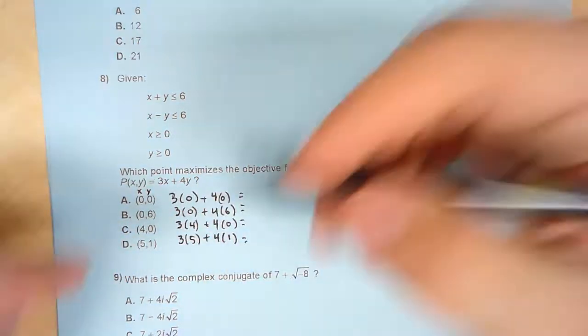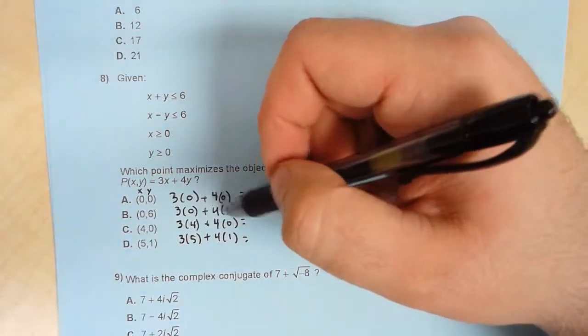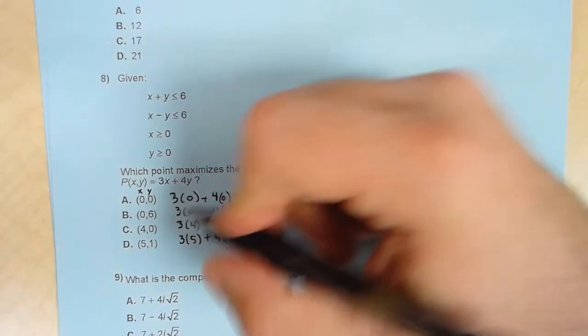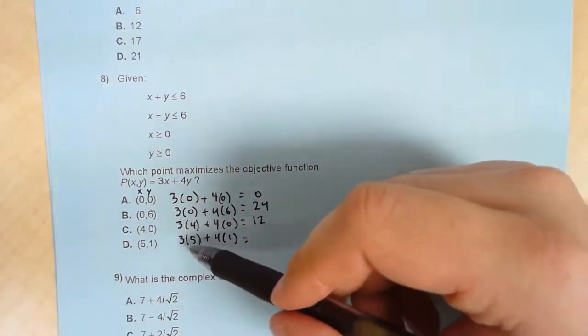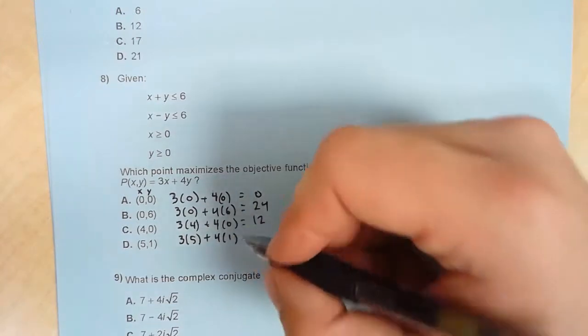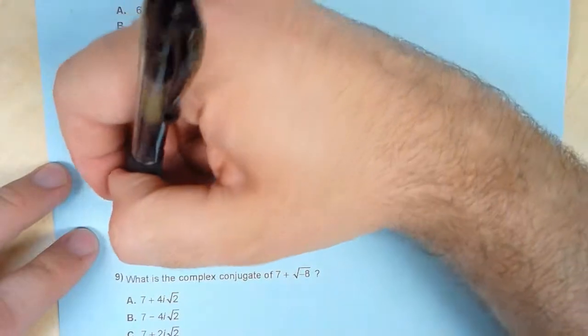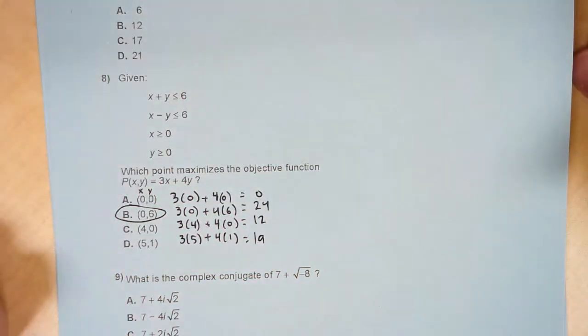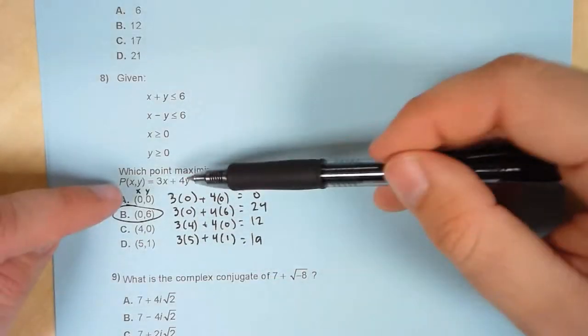Okay, so 0 times anything is 0, plus 0 gives us 0. 3 times 0 is 0, plus 4 times 6 is 24. 3 times 4 is 12, plus 0 is 12. And 3 times 5 is 15, plus 4 times 1 is 4, which is 19. So the maximum value here is B. That one's pretty quick. Only took us about a minute and a half, as long as we knew that we could just plug points into this equation.